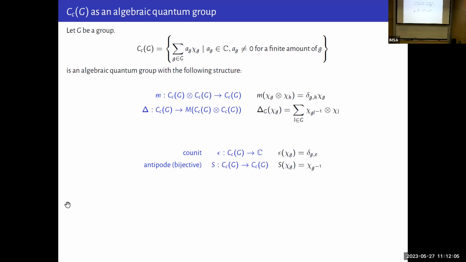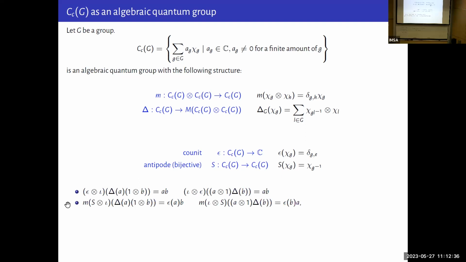We also need a co-unit and an antipode. The co-unit is an algebra morphism from our algebra to the complex numbers. In this case, the co-unit is given by this formula. So the co-unit on a characteristic function is 1 if the element is the neutral element of the group and it's 0 otherwise. And the antipode is a bijection, given in this case by this formula. Okay.